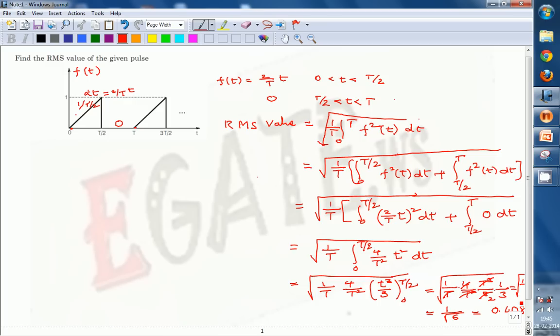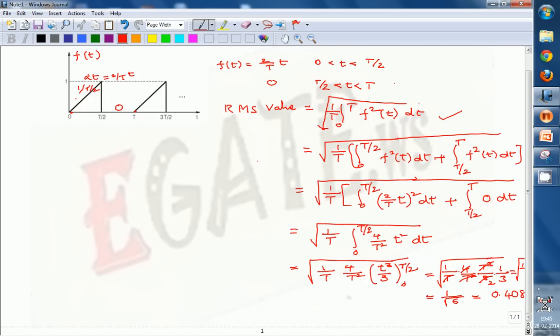So like this, for any given waveform, we'll calculate the RMS value using this expression, and by substituting the values of f of t and by simplifying, we'll get the result.